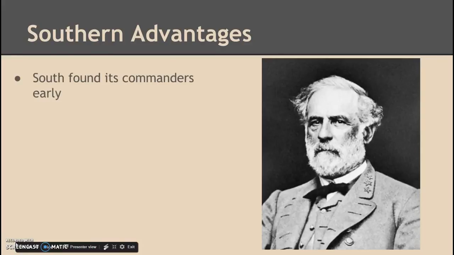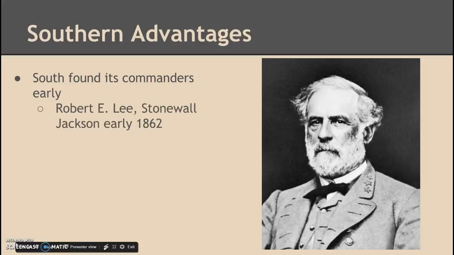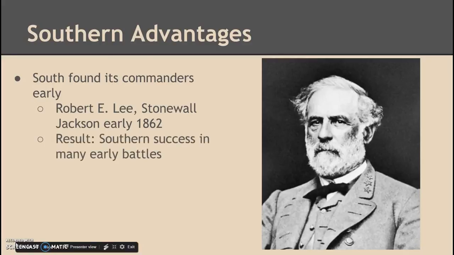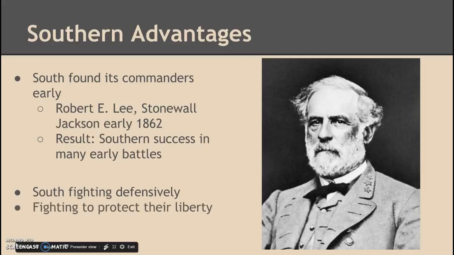The first big one being that the South found its commanders early. Robert E. Lee and Stonewall Jackson were both found in early 1862. And we're going to have early success in many battles for the southern side. Honestly, if Lee and Jackson hadn't been the commanders that early, it's highly doubtful that the South really would have ever gained much momentum. The other advantage is that the South was fighting defensively.